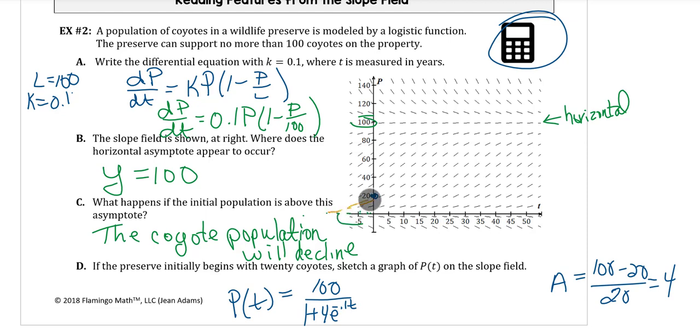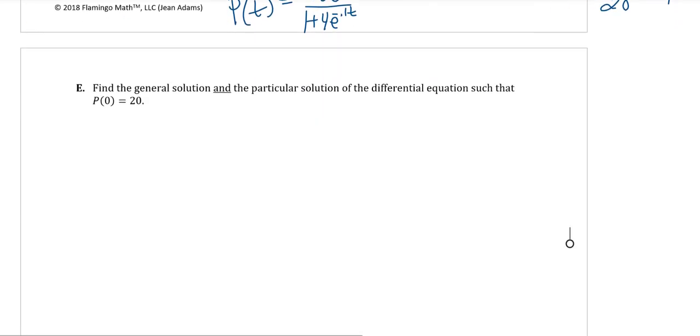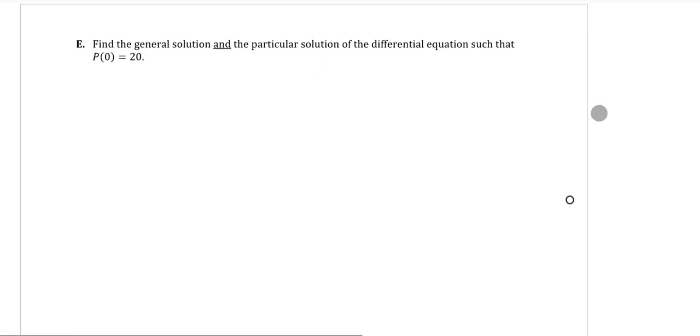Just follow the curves that are there, because that's what they're there for. So it should look something like that without getting into details. I guess I kind of cheated when I did mine, using a calculator. That's fine. So we're going to go ahead and find that general solution and the particular solution.